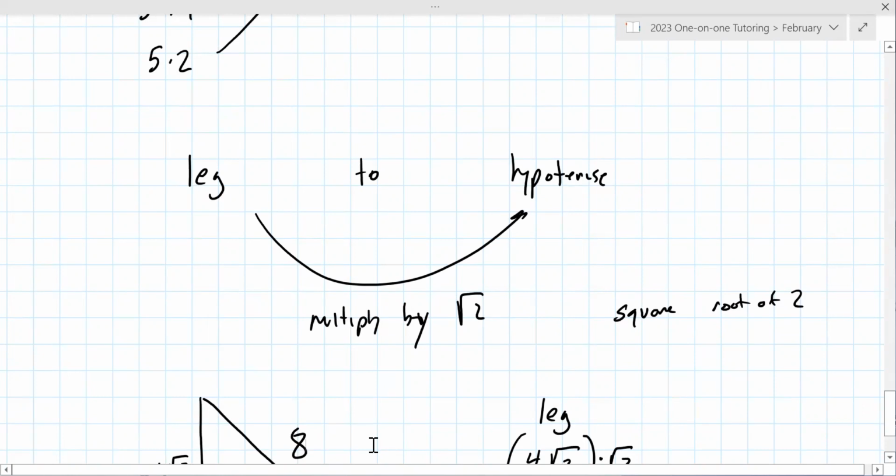How do you go from the leg to the hypotenuse? Well, for example, when you multiply a number by the square root of 2, you need to be able to find what the square root is, and then you have to multiply it. You have to multiply by the square root of 2. It's very simple. Multiply by the square root of 2.